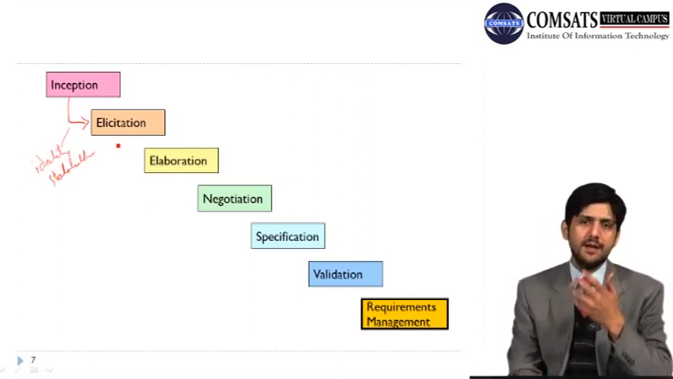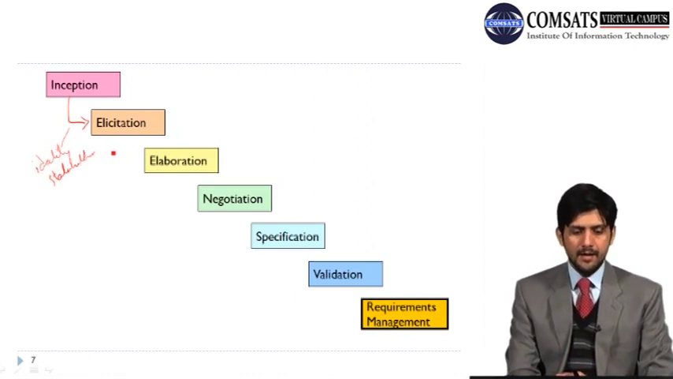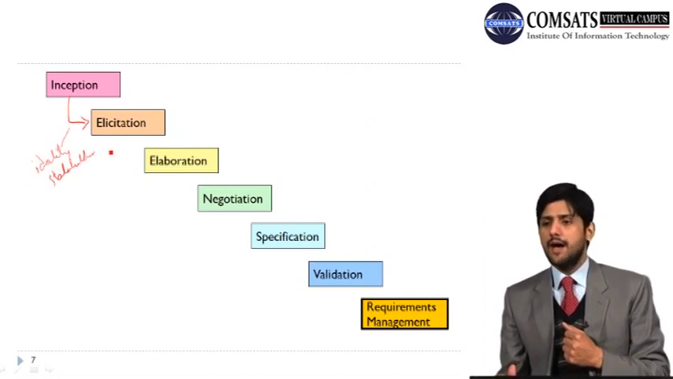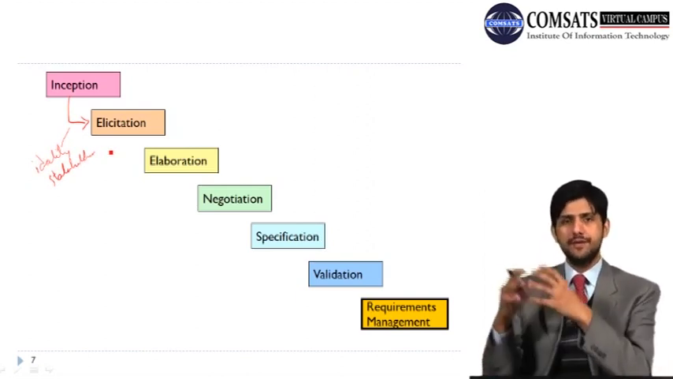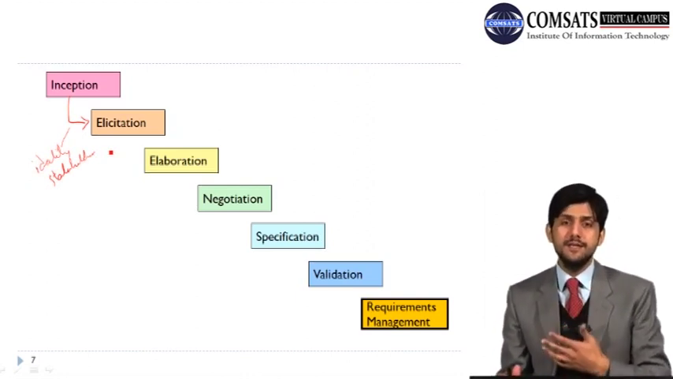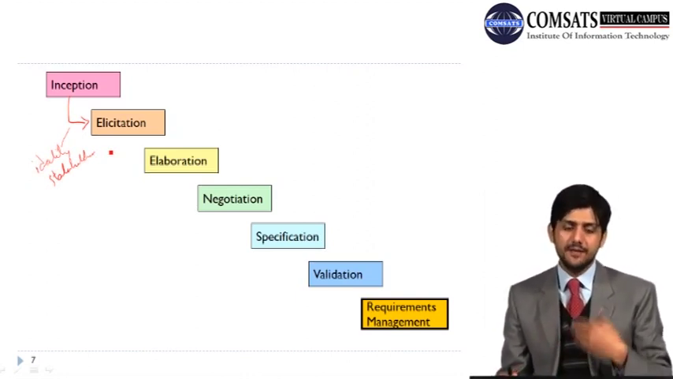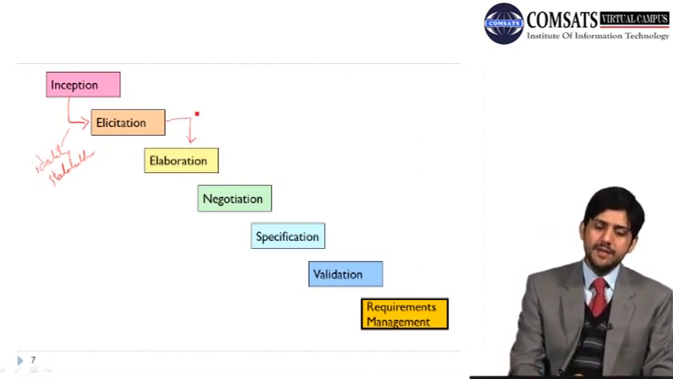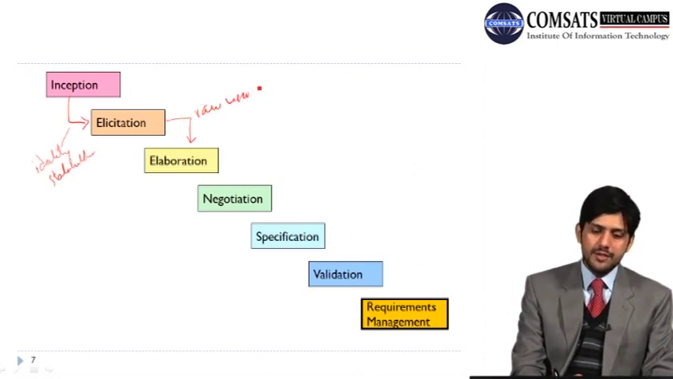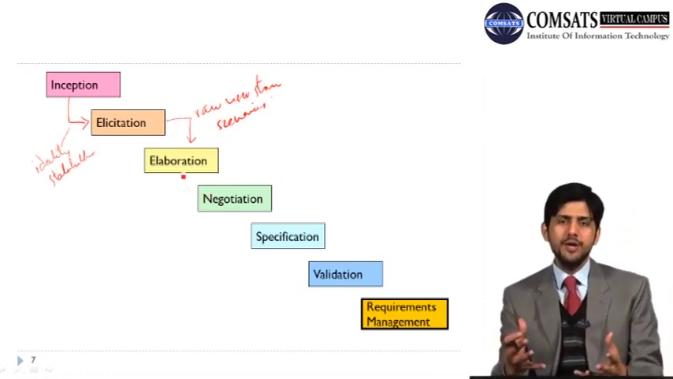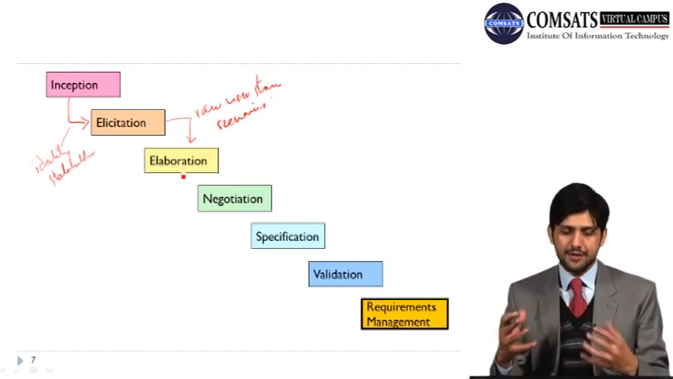And then we go to the elicitation process. We discussed that elicitation is a very difficult task, and when we elicit requirements, we go and meet different sorts of people and try to gather requirements. During elicitation, we discussed multiple techniques which can be used to facilitate this process. What we get from elicitation is raw user stories or scenarios, and this raw information is mostly in the form of natural language.